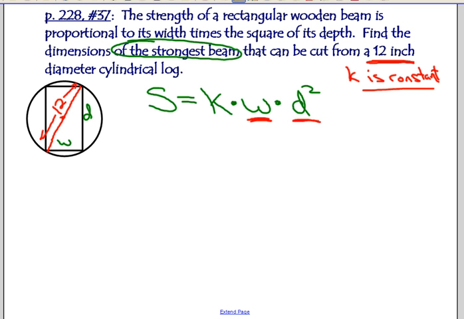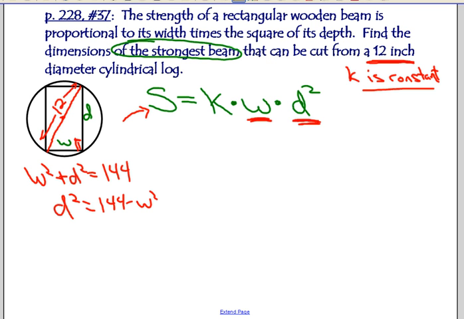As soon as you draw that, you know it's a rectangular beam, so we've got a right angle there, and you're thinking Pythagorean theorem. W squared plus D squared equals 12 squared, which is 144. Now we look at our equation for strength. Do you want to solve for W or for D? Since we have D squared in that equation, it's easier to solve for D squared. So D squared is 144 minus W squared. If you did it the other way around, you'd set yourself up for a little more work.